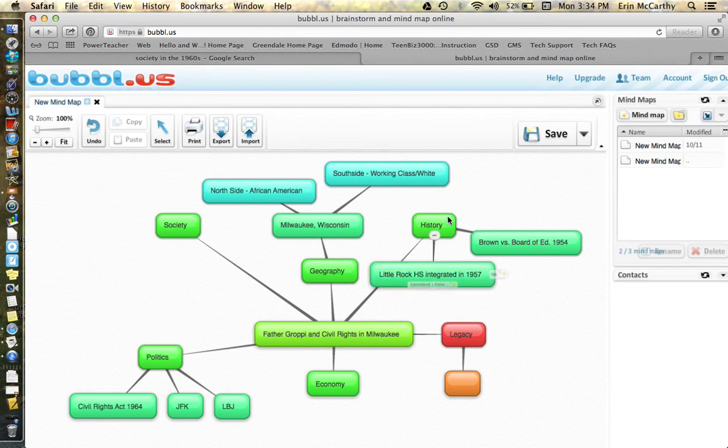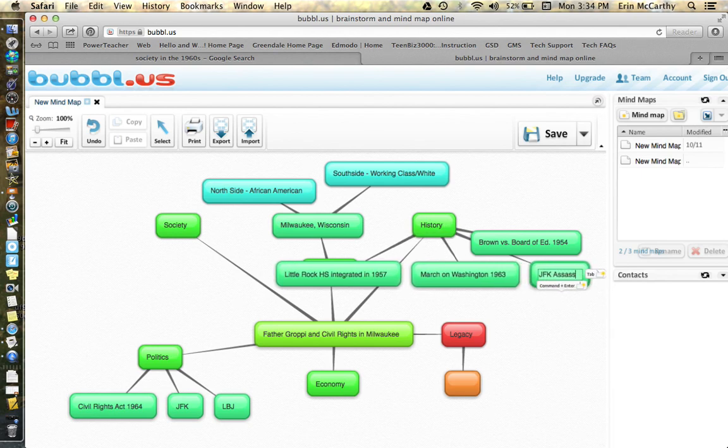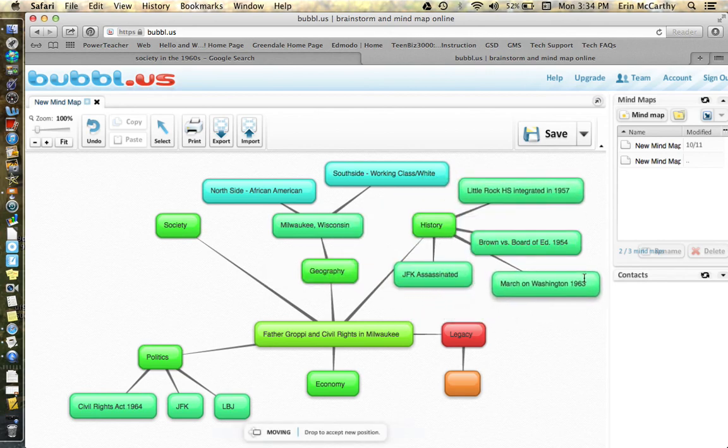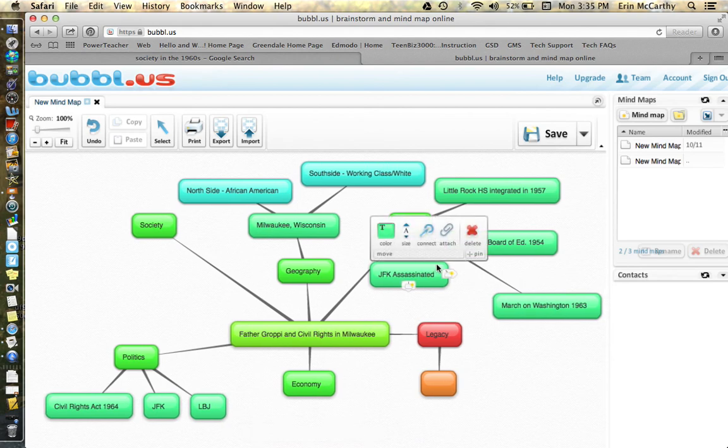I could also fill in information about the March on Washington, and that was in 1963. I also know that in 1963 JFK was assassinated. It sets the tone for what kind of time period this was. I mean, there's a lot going on and people are angry, people are inspired, so those are all important.